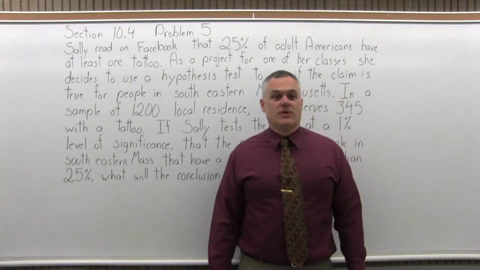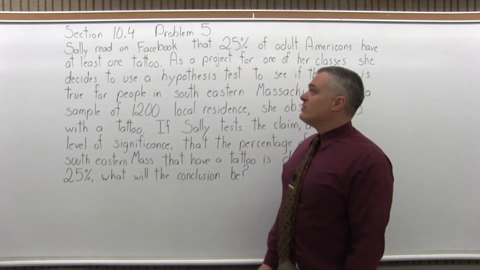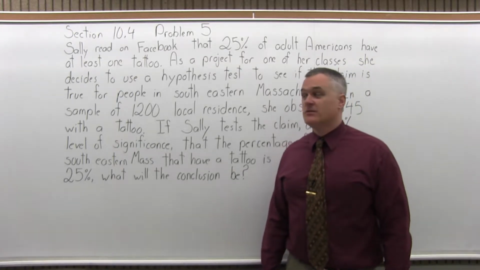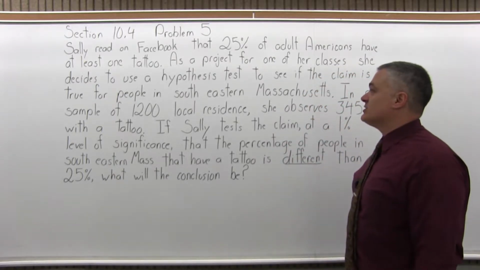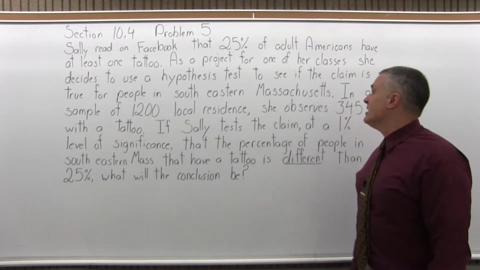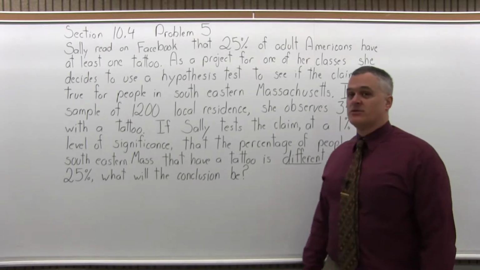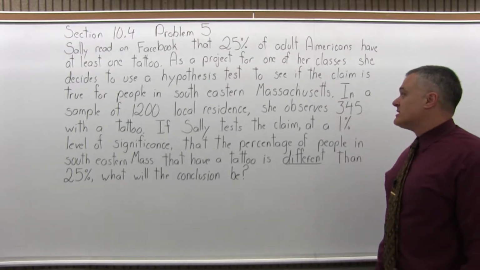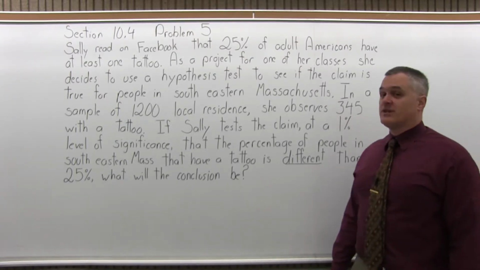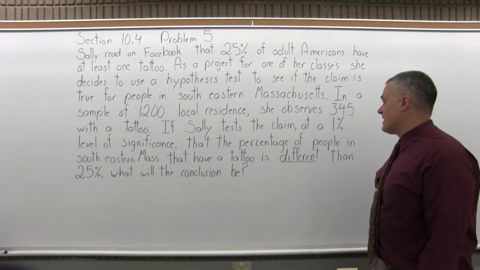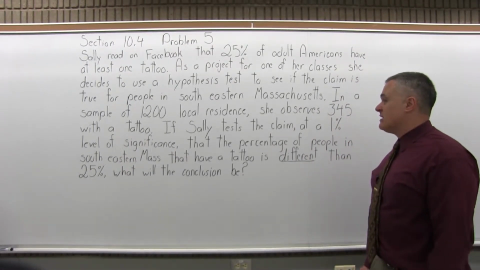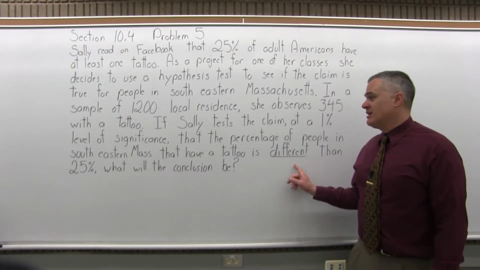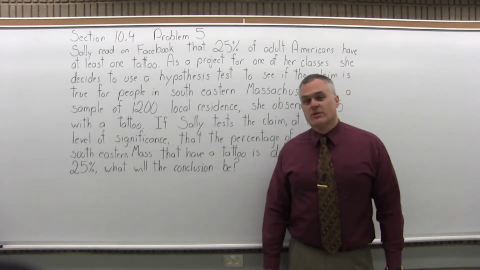This is Section 10.4, Problem number 5. It says, Sally read on Facebook that 25% of adult Americans have at least one tattoo. As a project for one of her classes, she decides to use a hypothesis test to see if the claim is true for people in southeastern Massachusetts. In a sample of 1,200 local residents, she observes 345 with a tattoo. If Sally tests the claim at a 1% level of significance that the percentage of people in southeastern Mass that have a tattoo is different than 25%, what will the conclusion be?